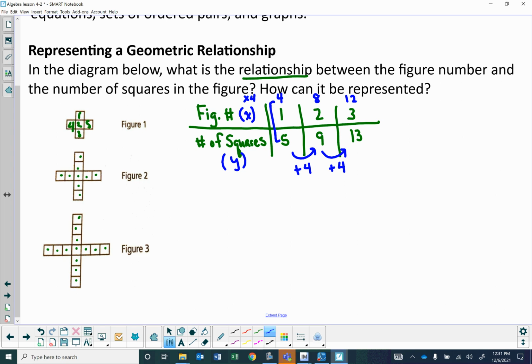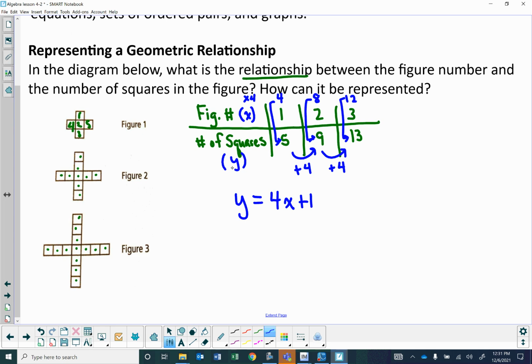So from 4 to 5, we add 1. From 8 to 9, we add 1. And from 12 to 13, we add 1. So I've found a relationship. My number of squares, y, is equal to my figure number multiplied by 4, so 4x, and then added by 1.